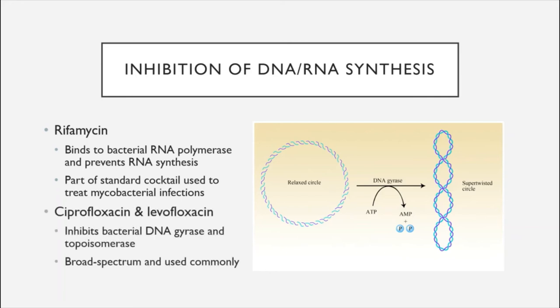Ciprofloxacin and levofloxacin also fall into this category, but they work in a different way. They inhibit these bacterial enzymes called DNA gyrase and topoisomerase, which are two enzymes that play a role in transitioning DNA between its relaxed stage, when it undergoes replication, and its supercoiled stage, when it is stored in the nucleus. So in order for DNA to be replicated, it needs to be relaxed, and the enzymes DNA gyrase and topoisomerase alternate between these two stages. Ciprofloxacin and levofloxacin have a broad spectrum of activity, and they are some of the most commonly used antibiotics for treating a wide range of infections.